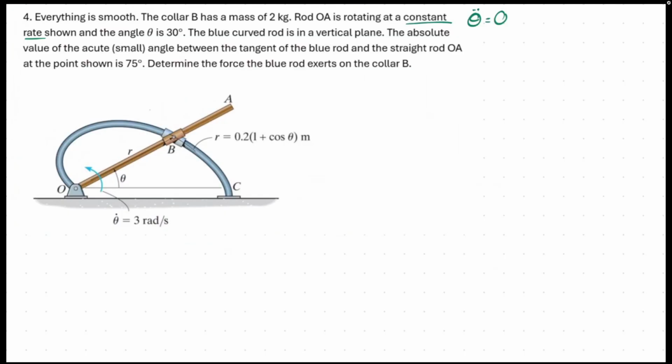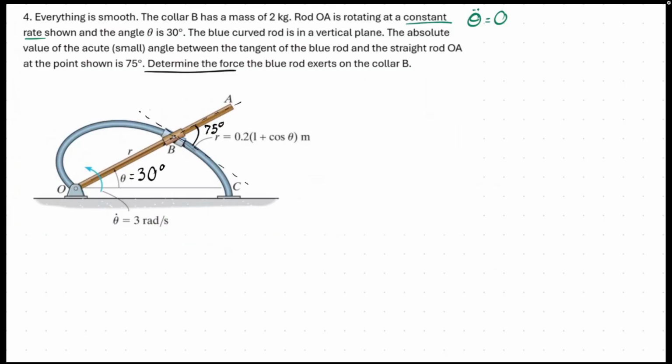And the angle theta is 30 degrees, so let's write that down. Theta equals 30 degrees. And the blue curved rod is in the vertical plane, right? So we have gravity acting down on it. And the absolute value of the acute or small angle between the tangent of the blue rod and the straight rod OA at that point is 75 degrees. So what does that mean? That if we draw a tangent line here to this blue rod, and then the small angle between that blue rod and this rod is 75 degrees. And then we have to determine the force the blue rod exerts on the collar.